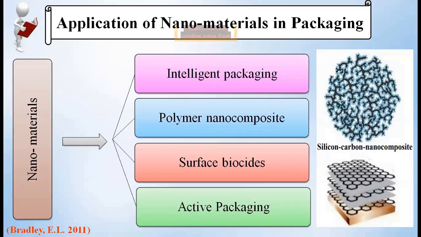Then, nanocomposites are plastic polymers incorporated with nanomaterials with antimicrobial properties. Silicon and carbon nanocomposites have already been prepared by scientists and used in polymers for packaging material. Then, improved nanocomposites are polymers incorporating nanomaterial to improve flexibility, durability, and temperature or moisture stability barriers. These are some of the packaging ways in which nanotechnology takes part.